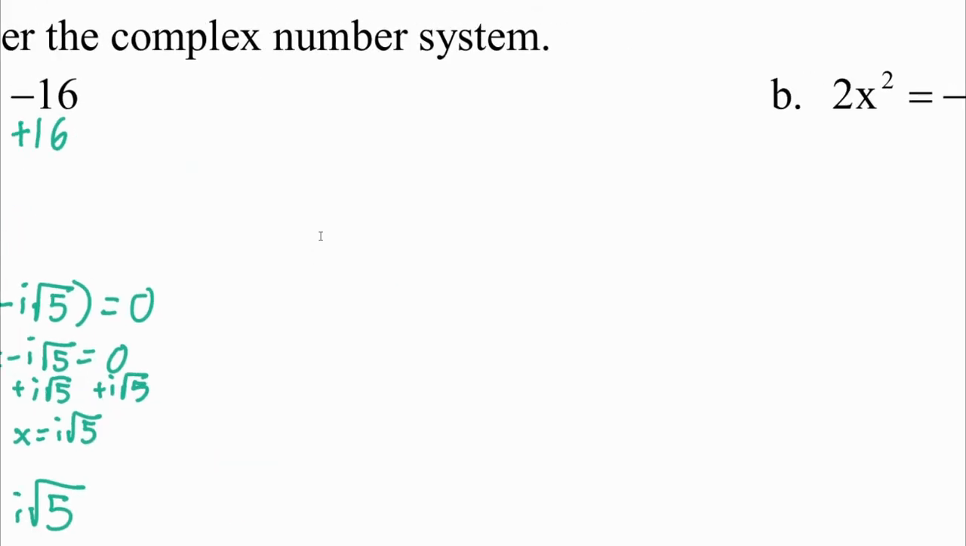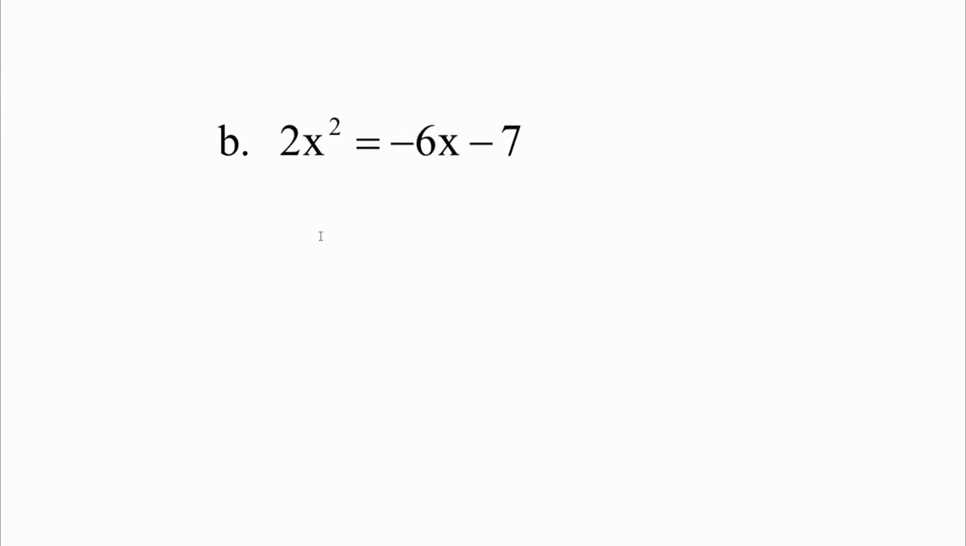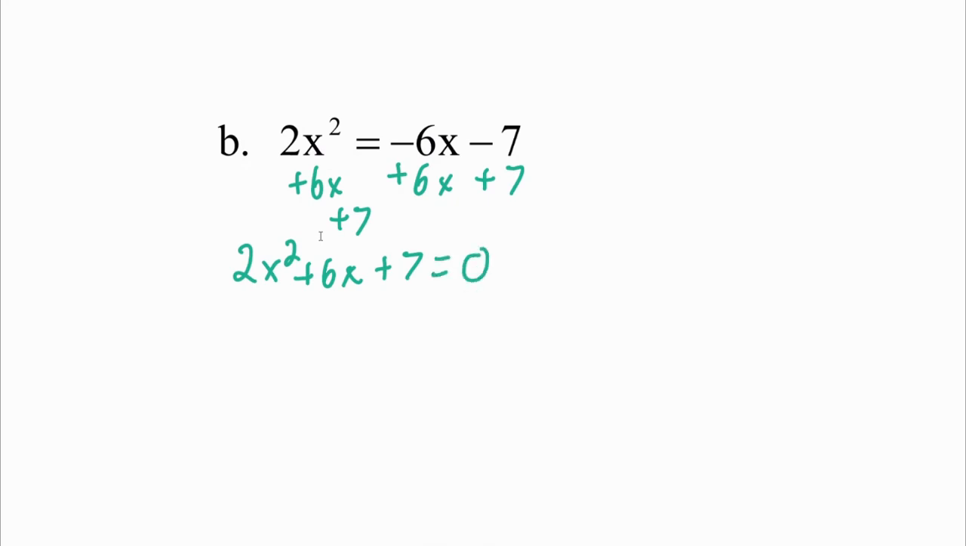Alrighty. So again, this next one, first thing has to be equal to 0. So we'll add 6x to both sides. And we'll also add 7. So we're going to get 2x squared plus 6x plus 7. If you did try to factor this, it wouldn't end up working. So we do need to do a new parent function.